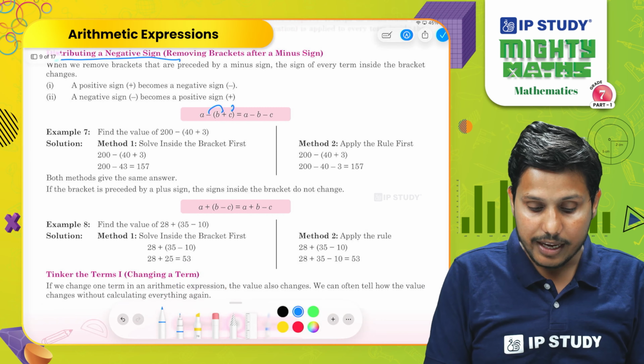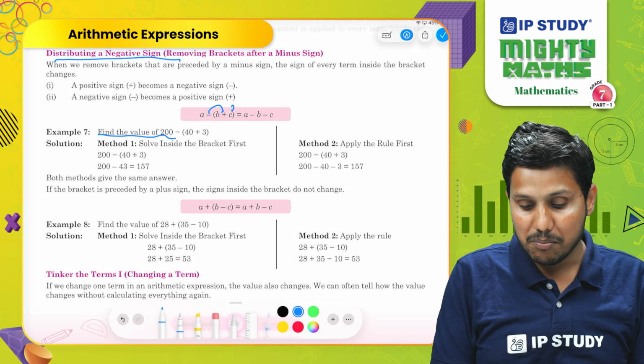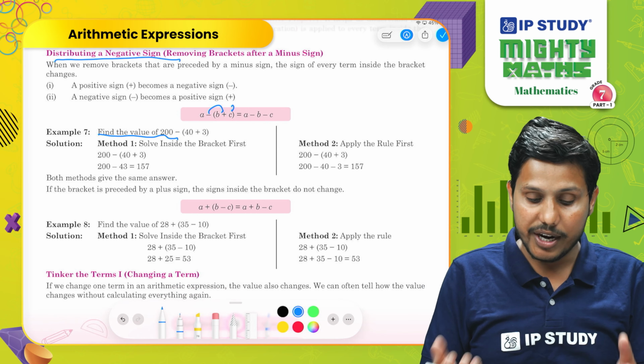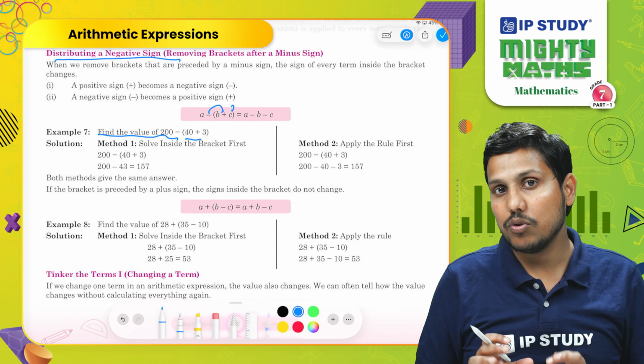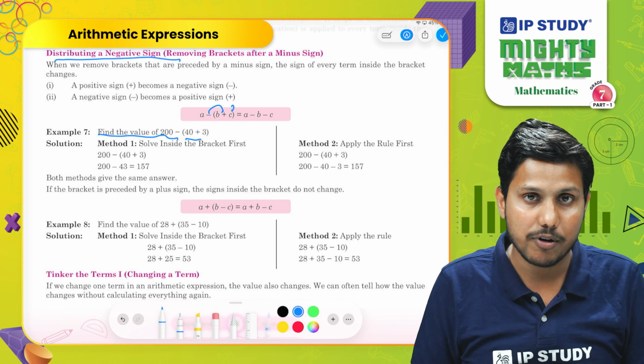Like if you want to solve 200 minus the bracket 40 plus 3, what we can do is first add 40 and 3, so it will be 43, and then we can subtract it from 200.